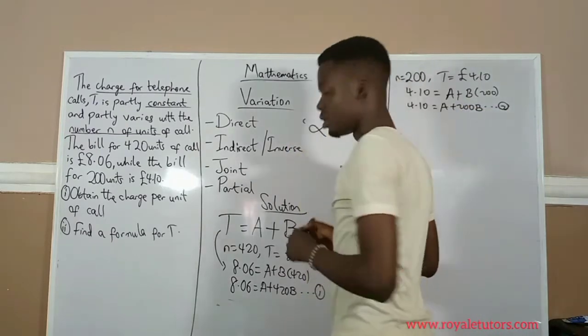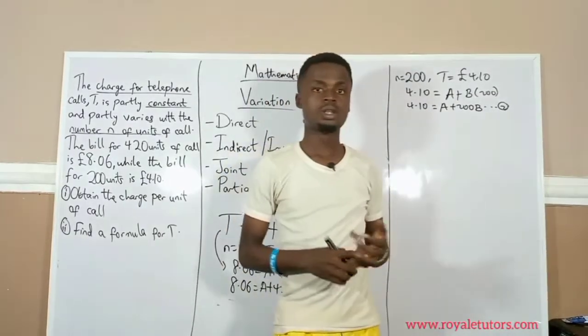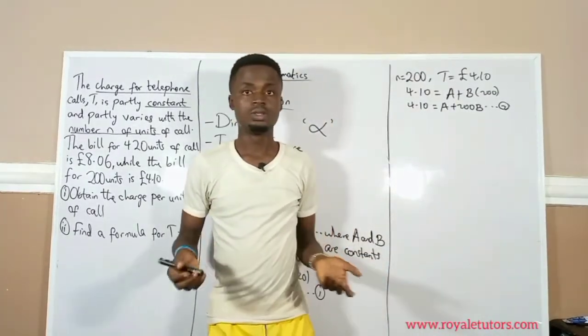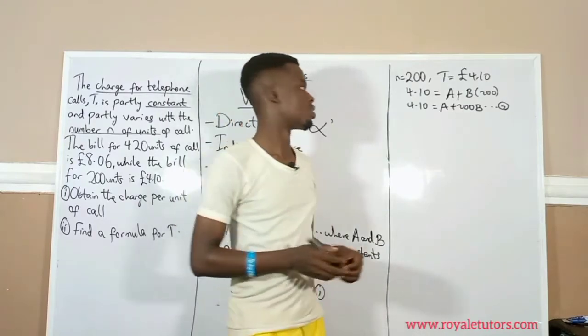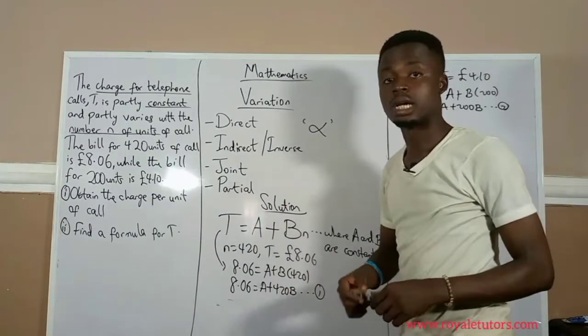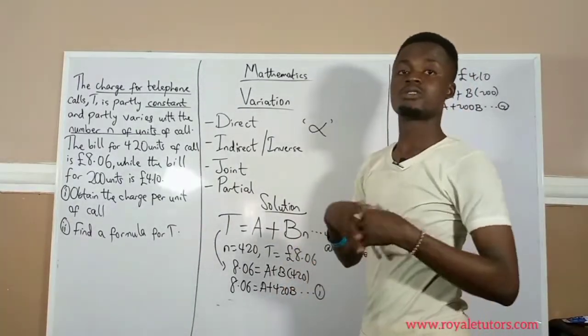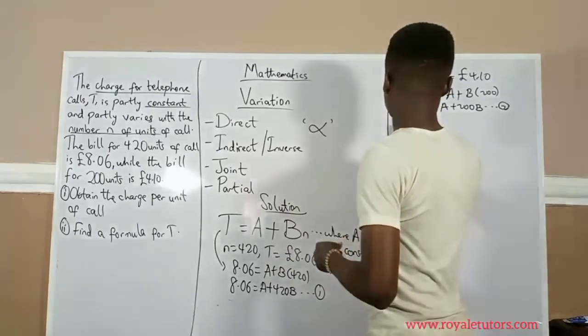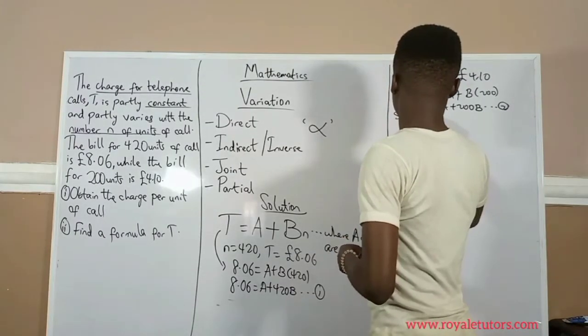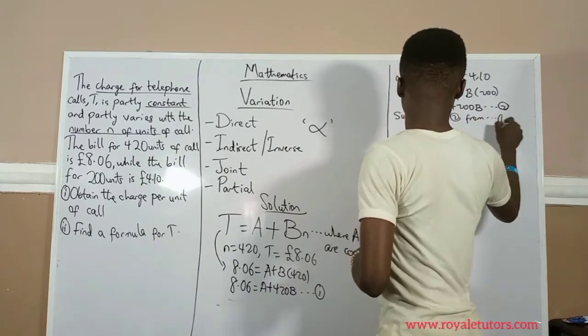Okay, so to solve simultaneous equations, we have different methods. We have the substitution method, we have the elimination method. We can also use the graphical method. But what I want us to use is the elimination method. And how do I want to eliminate? I want to eliminate A by subtracting one equation from the other. So when I say subtract, subtract equation 2 from equation 1.